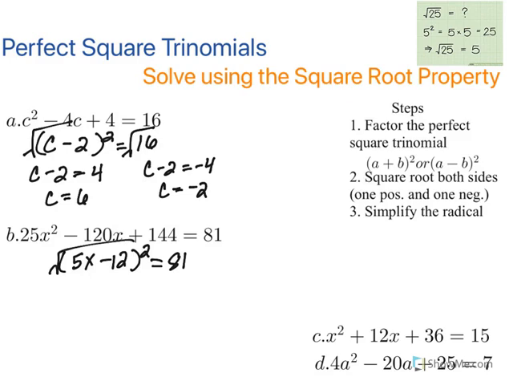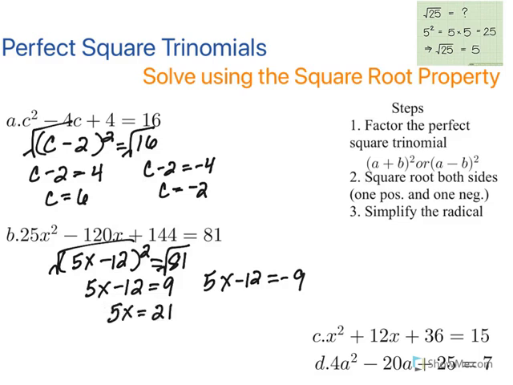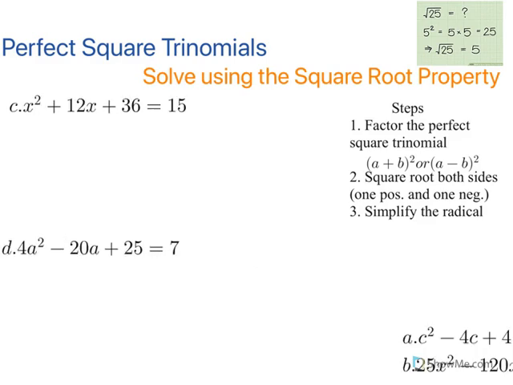Then we're going to square root both sides, and we get 5x minus 12 is equal to 9, and 5x minus 12 is equal to negative 9. And so now I'm going to solve. So I get 5x is equal to 21 when I add 12 on both sides. I get x is equal to 21 over 5. Or, on the other side, I get 5x is equal to 3 when I add 12 on both sides. And then I get x is equal to 3/5 when I divide both sides by 5. And so my solution here would be 21 over 5 and 3/5.